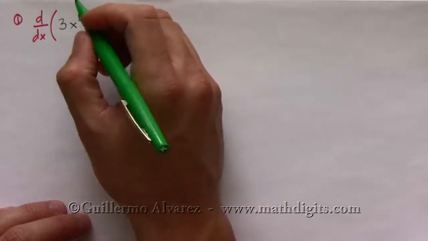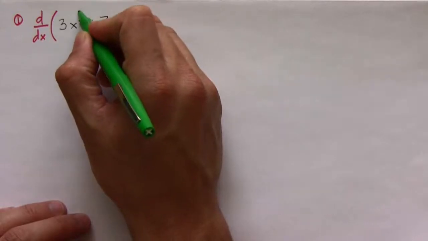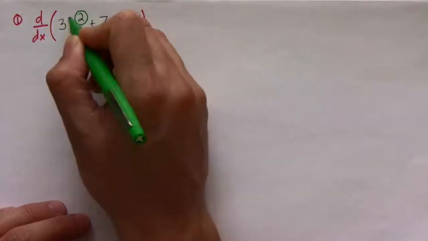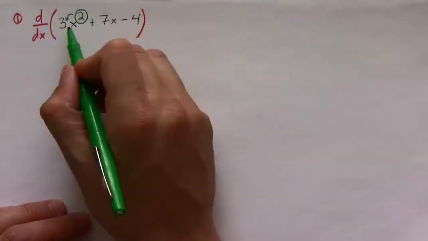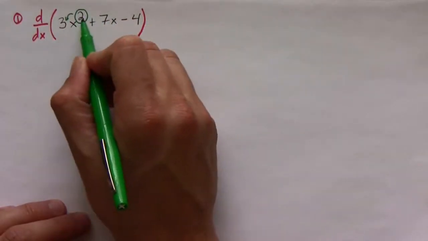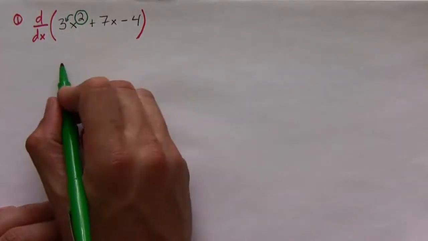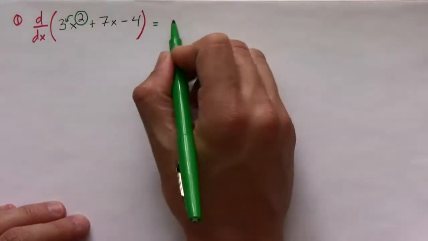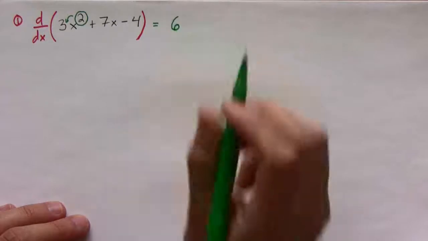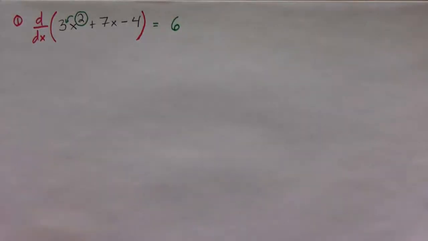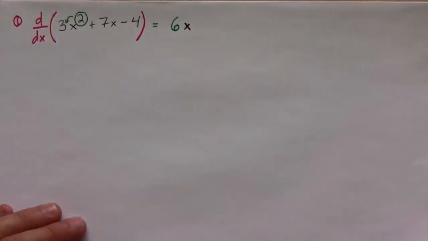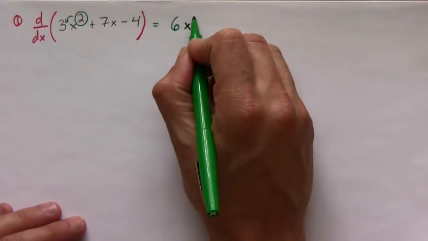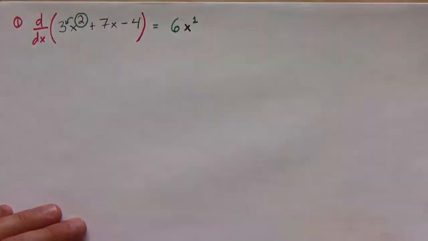You call it the hammer rule because the exponent, you grab it and you bring it down like a hammer. Whammo! Here the 2 comes down and you multiply with the number that's already there. So this is equal to 6x to the, and then you subtract 1 from the exponent, so that would give you 6x to the 1.